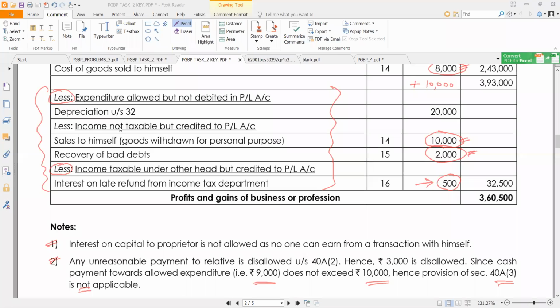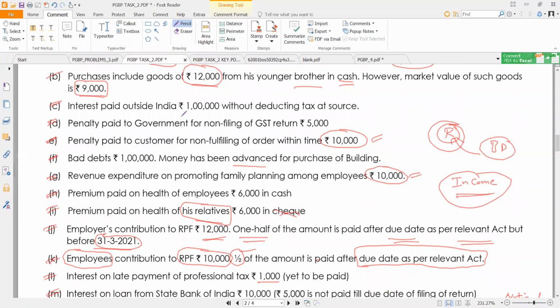E. Duty. What is duty? This point E is penalty paid to customer for not fulfilling of order within time. Where is duty in that? We are talking about English language duty, responsibility, liability.